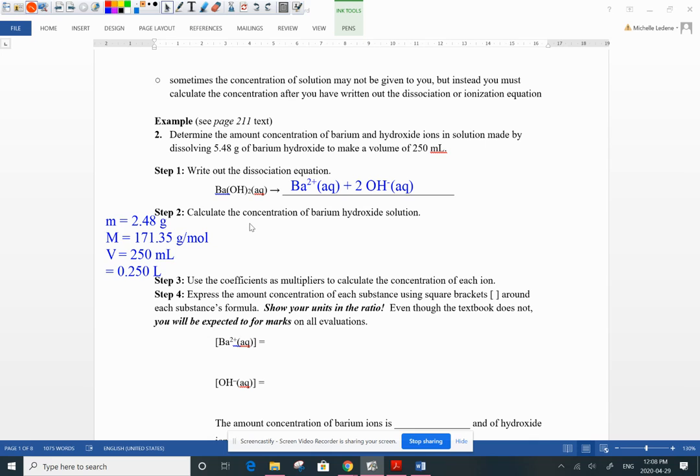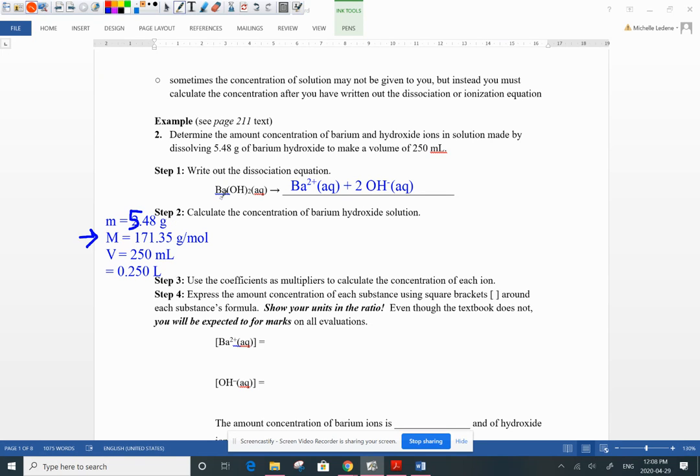So here's another example. We're looking this time for the amount concentration, so moles per liter, of barium ions and hydroxide ions. So we started out with 5.48 grams, and here I've made a typo. This should read 5.48 grams of the barium hydroxide. And I am weighing it out, and I'm going to make up a solution, and I can use my periodic table to find the molar mass of the barium hydroxide.